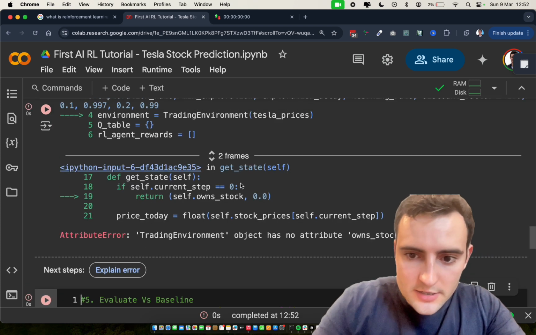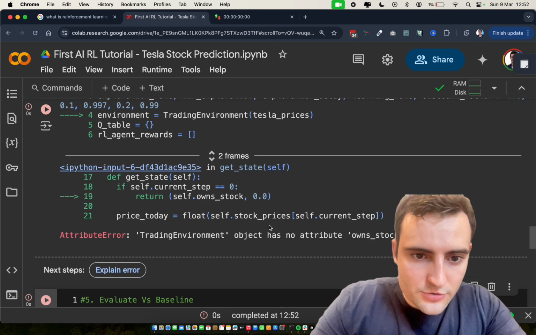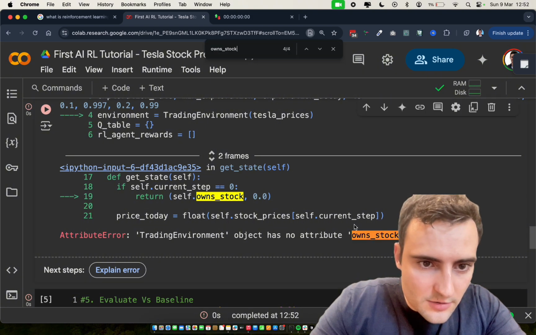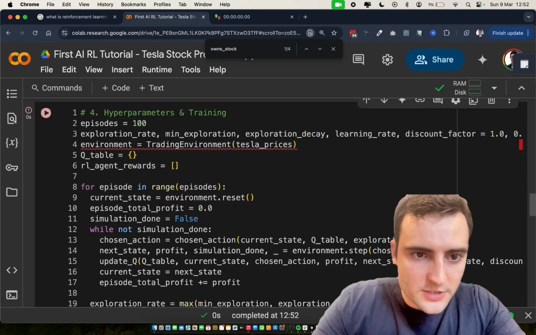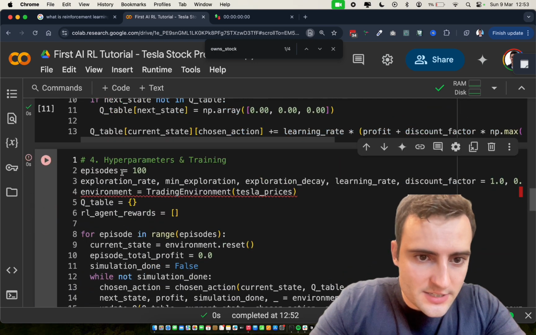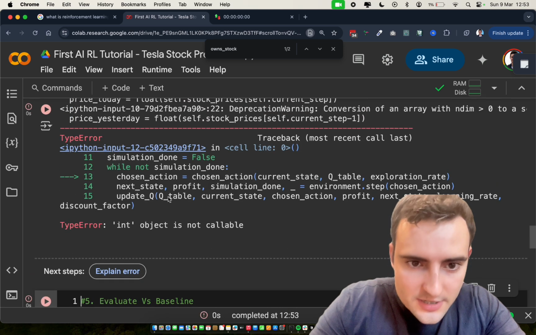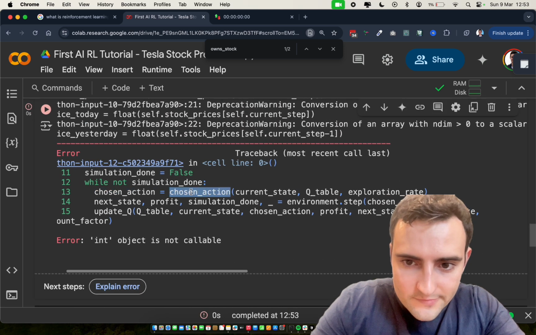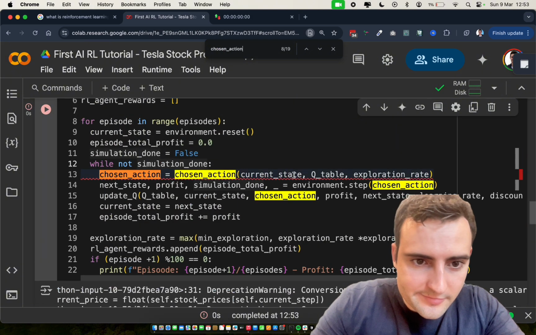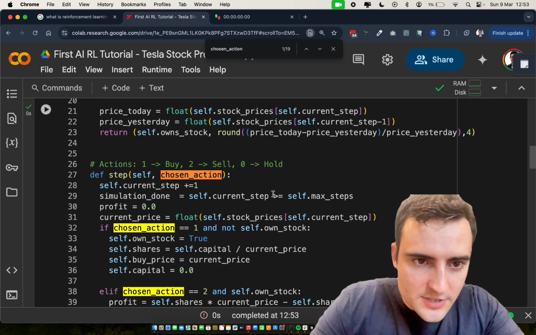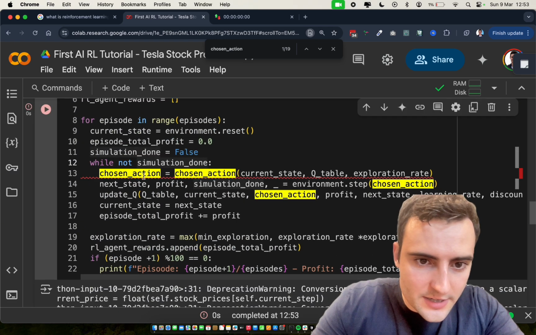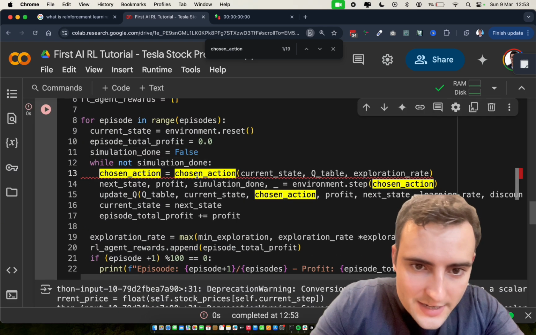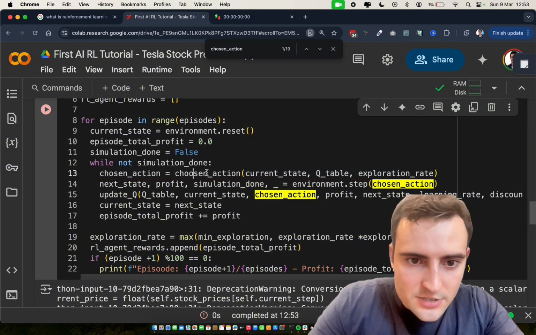Object has no own stock. Trading environment doesn't have own stock, and so here I just did a typo, and so here it's worked all good. Int object is not callable, so here chosen action. It's because I've actually defined it twice, I believe. So here the chosen action, I actually should write like choose action. Maybe I just recall this. And so that is the function.